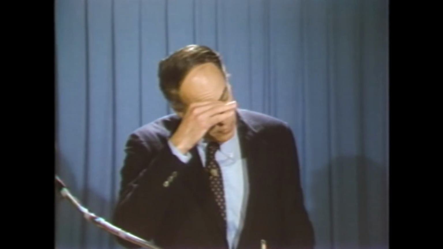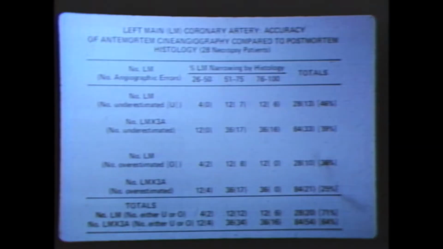Now, we learned something from that study, and that is that there was a tendency to underread narrowing of the left main coronary artery, and everybody knows the major problems with severe narrowing of the left main coronary artery. There were a lot of studies during the 1970s showing how bad it is for patients to have severe narrowing of the left main coronary artery, but not a single study mentioned the possibility of an error in angiographic interpretation.